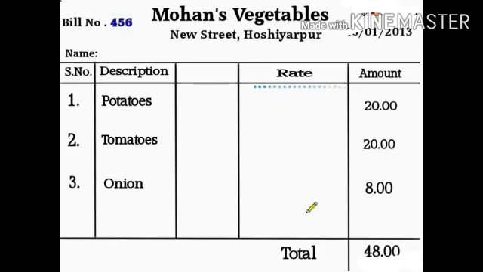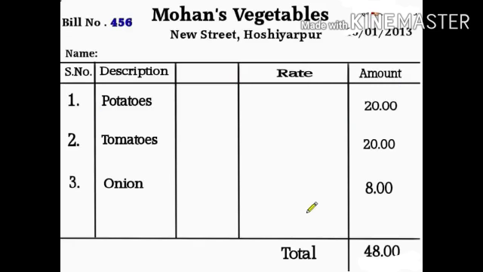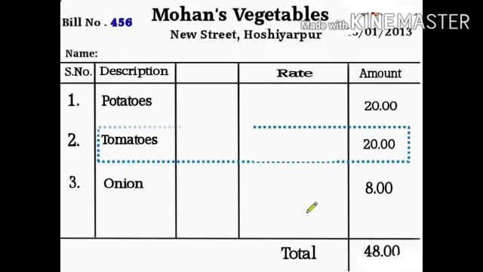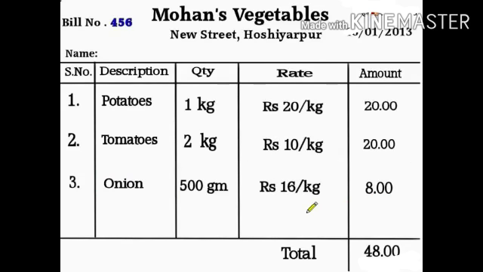How much did the lady pay for potatoes? Rupees 20. How much did the lady pay for tomatoes? Rupees 20. How much did the lady pay for onions? Rupees 8. How much did the lady pay in total? 48 rupees. If we add all the individual amounts, that is 20 plus 20 plus 8, then we get the total. Therefore, the total amount paid by the lady is rupees 48.